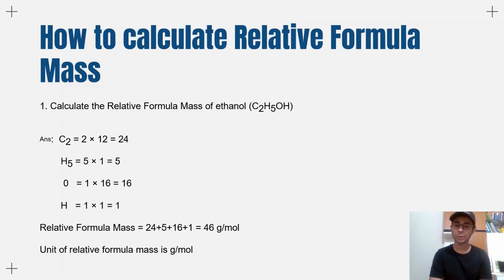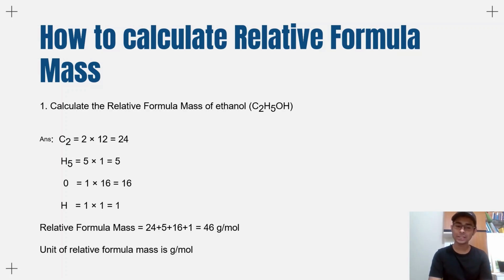Now let us learn how to calculate relative formula mass. But before that, we need to know what relative formula mass basically is. Relative formula mass is basically the relative atomic mass version for compounds, and it is found by adding the relative atomic masses of the elements that form that compound. In the example, you can see that we are supposed to find the relative formula mass of ethanol. Ethanol has a formula of C2H5OH.